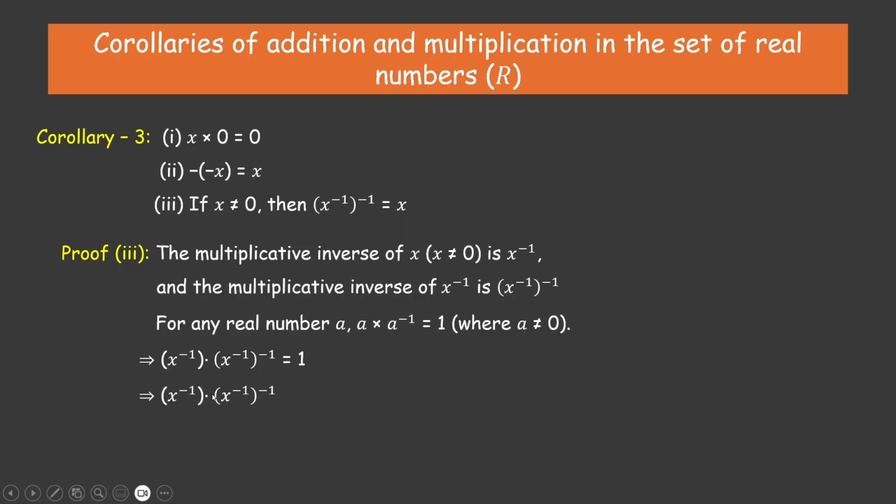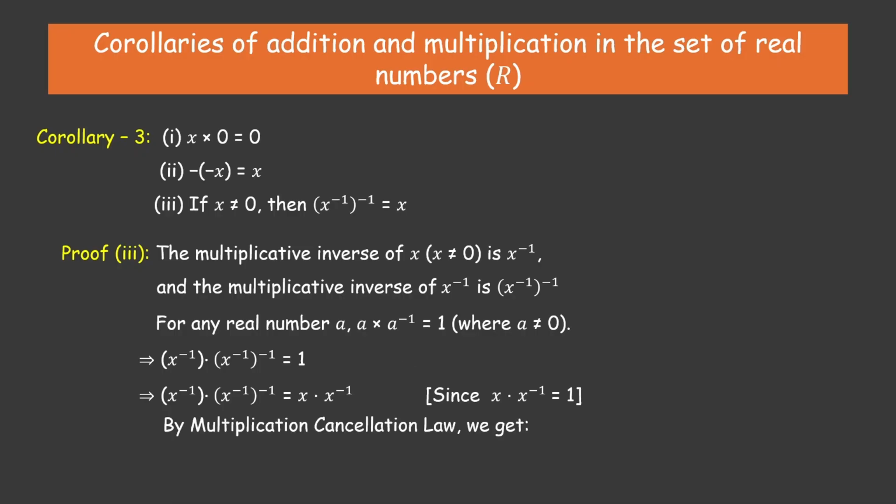Next, let's keep the left hand side as it is, and instead of 1 on the right hand side, can we write x into x inverse since it gives us 1? Now again, why are we doing that? So that we can apply multiplication cancellation law. We cancel this x inverse with this x inverse, which leaves us with inverse of x inverse is equal to x, something that we wanted to prove.